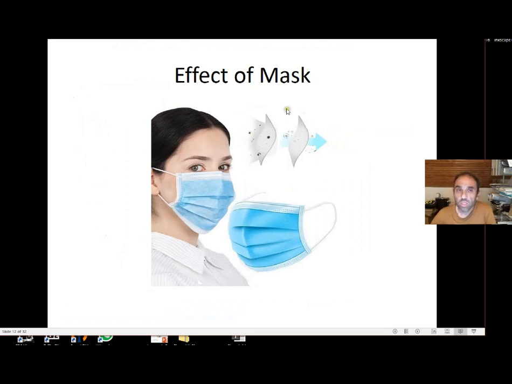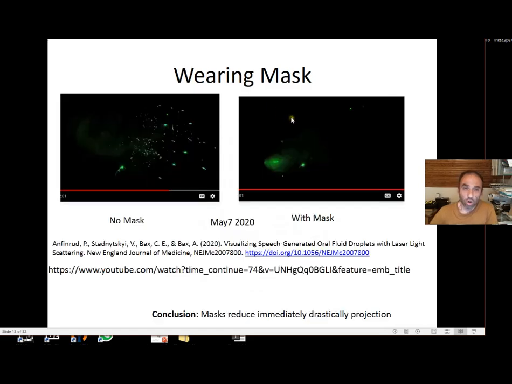Now, to motivate our study, I would like to briefly introduce the effect of masks. So, in a recent study published in the New England Journal of Medicine, this group, using laser light scattering, monitored the oral fluid droplets when somebody is speaking. So you can see here on the left all of these droplets, these microparticles that are generated. The same situation is with the mask. The person is still talking, but then all of these large droplets do not appear. So a mask immediately and drastically reduces projections.